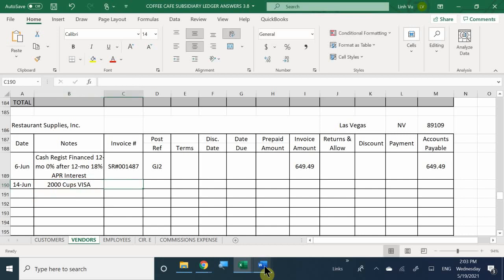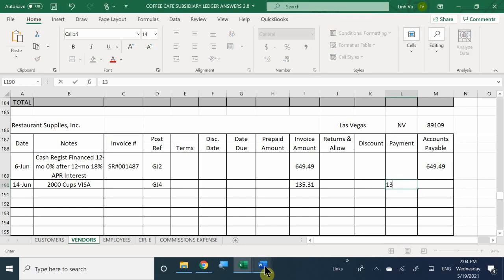Okay. So here, no sales receipt number. However, I have general journal number 4. No terms were given because it's an in-store transaction. Okay. And the amount was $135.31, which I did make a payment to. I paid it with my Visa credit card.